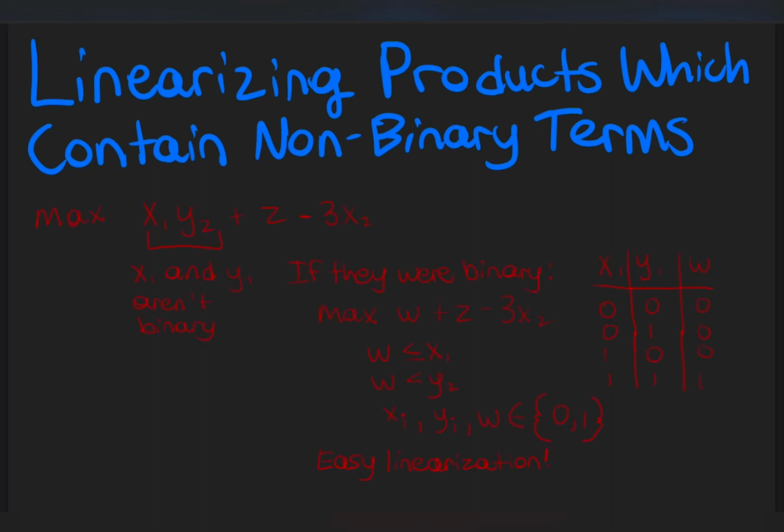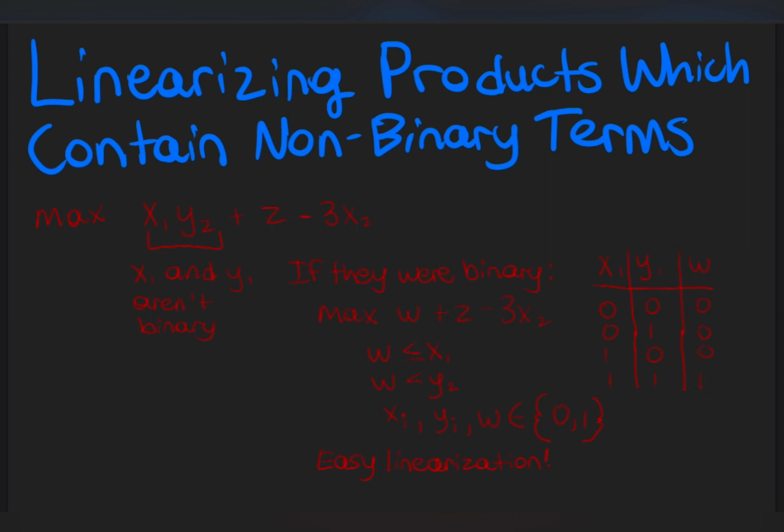Alright, so say we have the objective function x1 times y2 plus z minus 3x2. And right now this is a nonlinear program because we're multiplying x1 and y2. And anytime you multiply two variables, it becomes nonlinear. So x1 and y2, let's assume that they are binary. And if they were binary, here is how we would solve it. So let me explain how we would solve this.